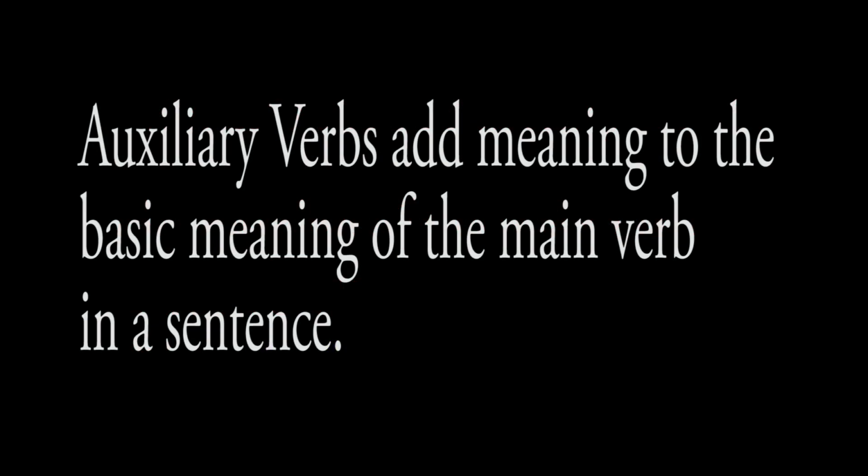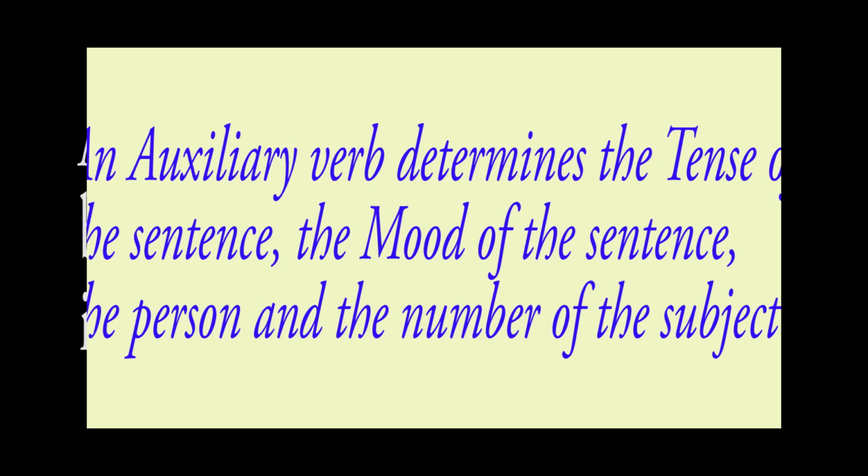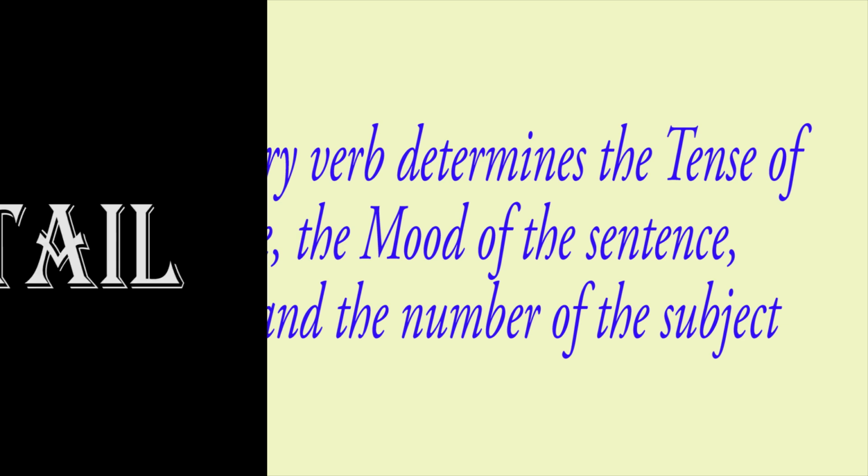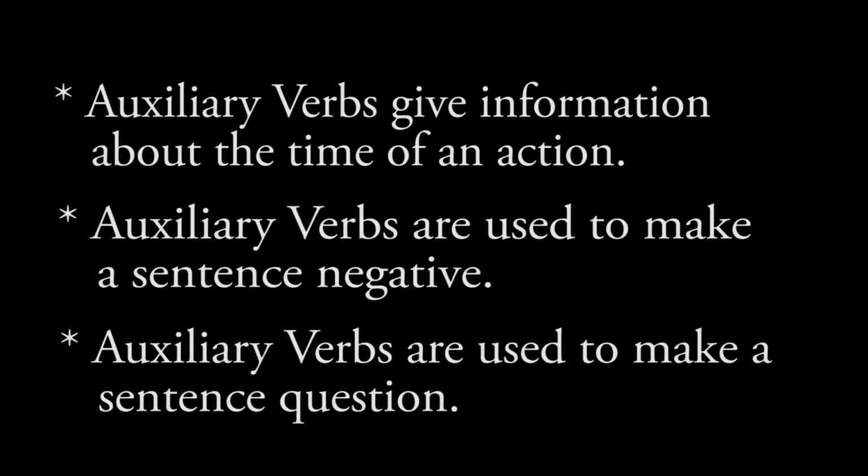Auxiliary verbs add meaning to the basic meaning of the main verb in a sentence. An auxiliary verb determines the tense of the sentence, the mood of the sentence, person and number of the subject. Let's learn the uses of auxiliary verbs in detail. Auxiliary verbs give information about the time of an action. Auxiliary verbs are used to make a sentence negative. Auxiliary verbs are used to make a sentence question.